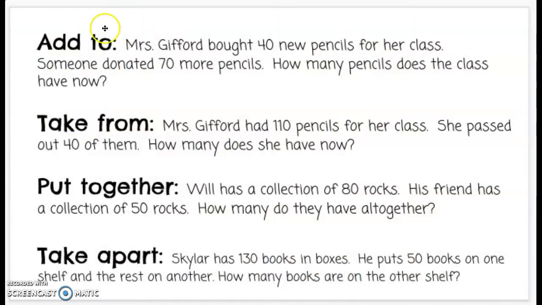So the first one up here is add to. An example of that is: Mrs. Gifford bought 40 new pencils for her class. Someone donated 70 more pencils. How many pencils does the class have now?